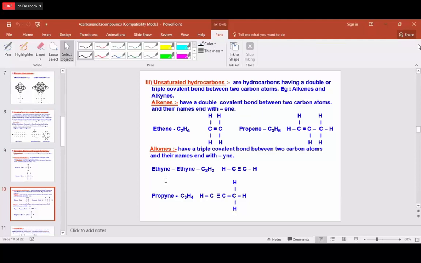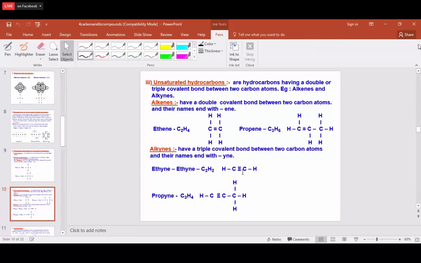So there is no compound that exists as such. The first member of the family is ethyne. The formula is C2H2. Here one carbon is making three bonds with the other carbon atom. The remaining one electron is present, which makes a bond with a hydrogen atom. Here also the same thing.